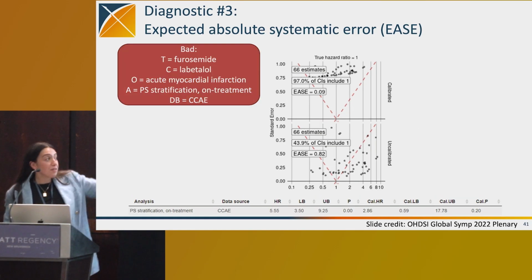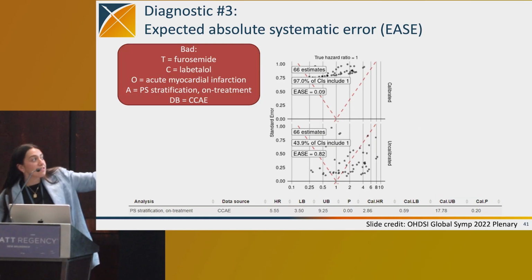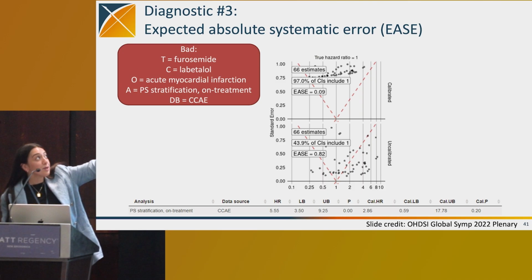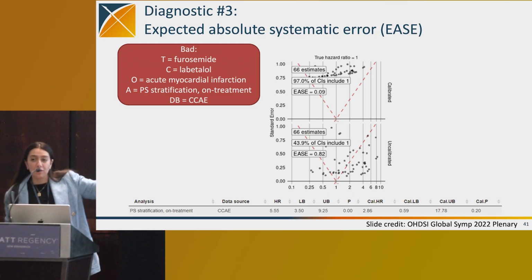And here on the bottom, we have this uncalibrated version. There are a lot of these negative controls that are appearing significant. And so the E-score is higher, it's 0.82. That tells us that maybe we have some residual bias. So once we've calibrated the results, you can notice in the higher one that the points are within the V.